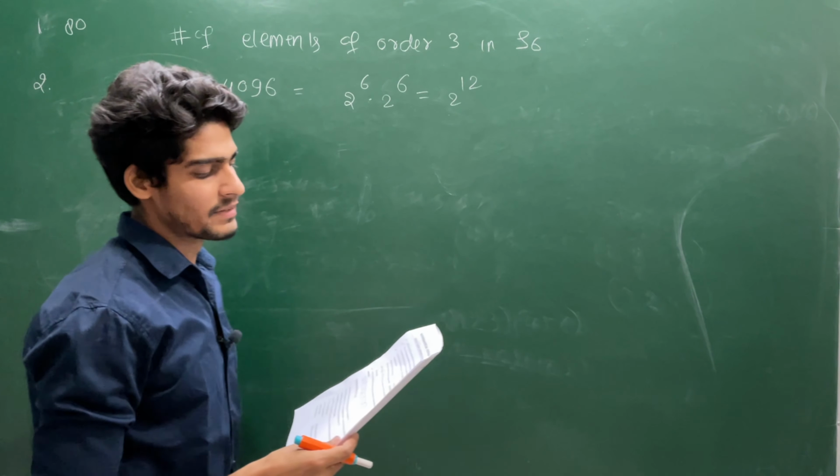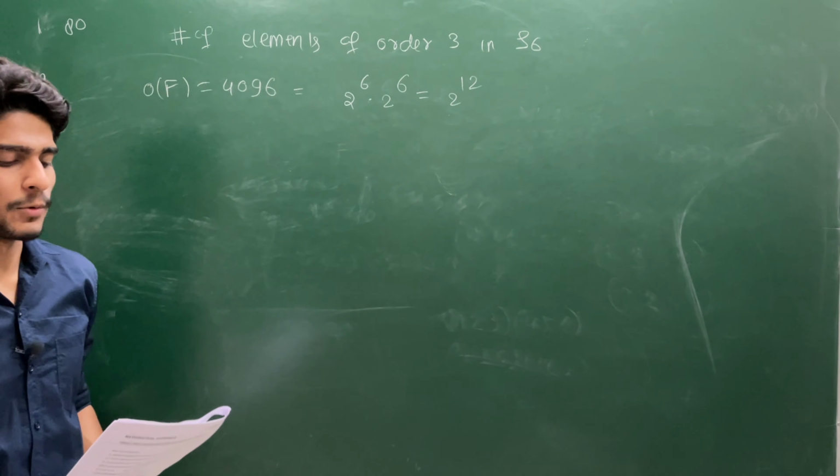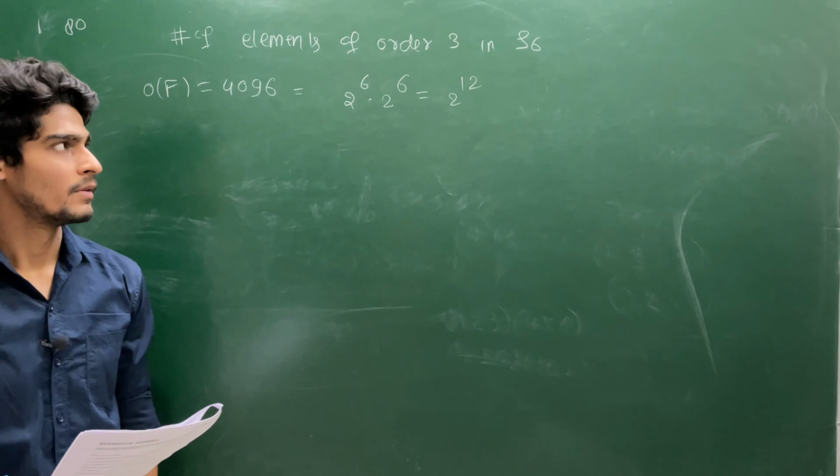The number of proper subfields of F is. So you need to count the number of proper subfields. If you miss the word proper, your answer will be false.